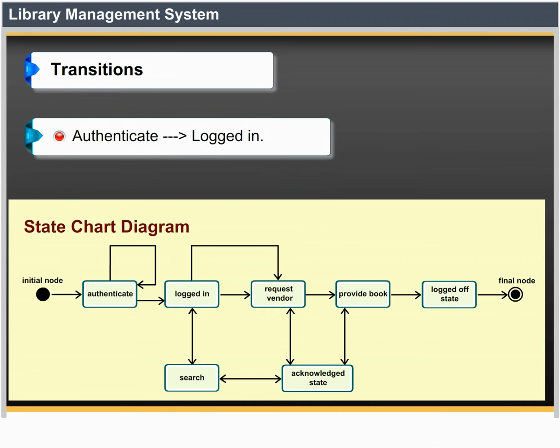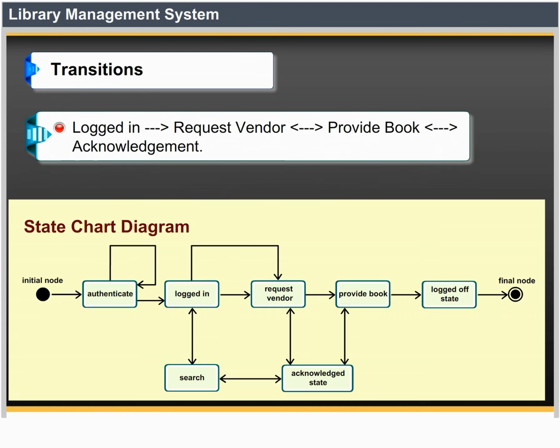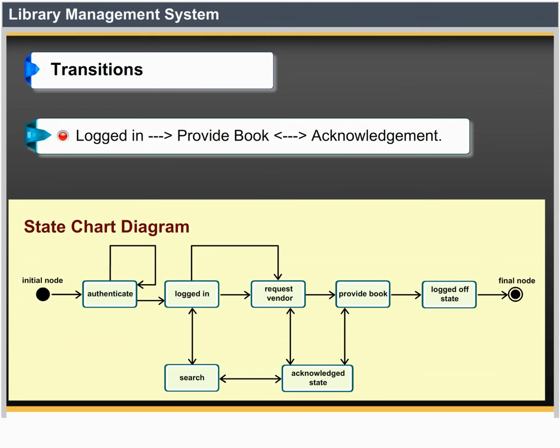Transition. Authenticate. Logged in. Search. Acknowledgement. Logged in. Request vendor. Provide book and acknowledgement. Logged in. Provide book. Acknowledgement. Logged off.